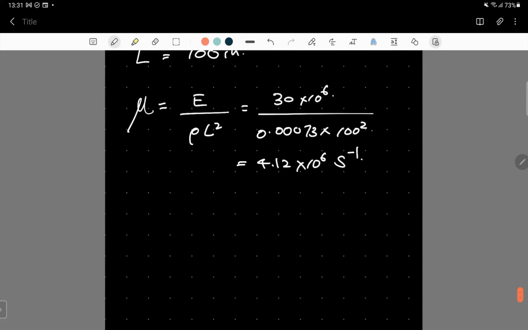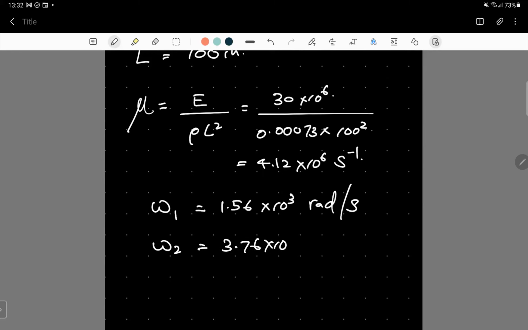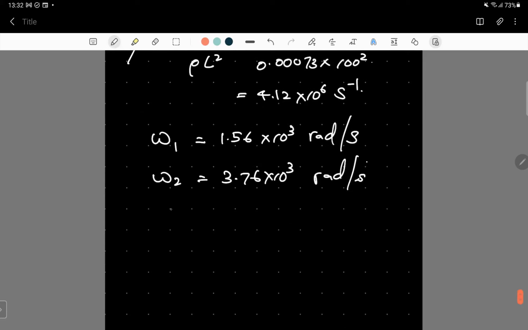So the natural frequencies are then in the range of omega 1 is equal to 1.56 times 10 to the power 3 radians per second, and omega 2 is equal to 3.76 times 10 to the power 3 radians per second. So in hertz, we know it's omega 1 divided by 2 pi. So it's 248 hertz.